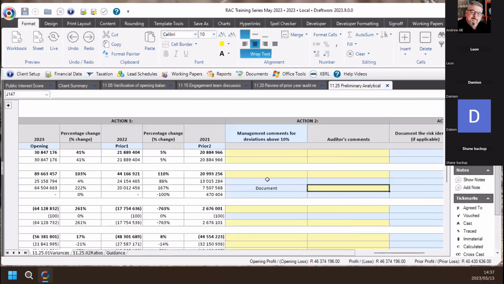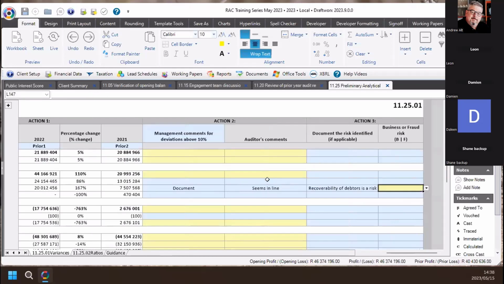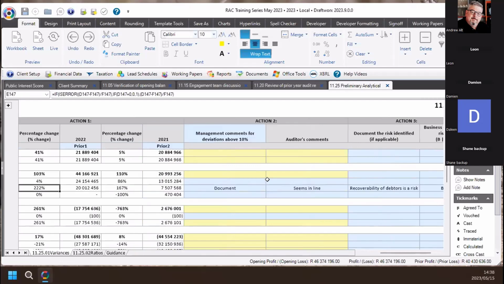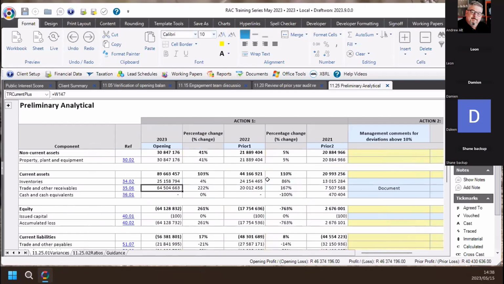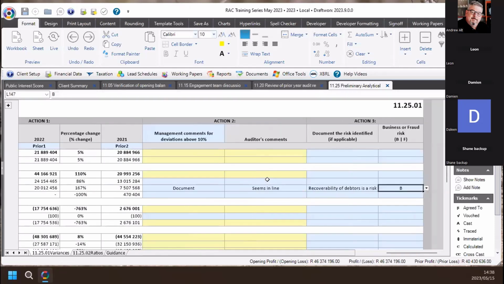What's my comment? This seems in line, but I then might want to say, you know what, recoverability. Okay, and then I'm going to say that's a business risk. At this point, there's nothing in here that tells me this is a potential fraud risk. So there's just a business risk that if your trade and other receivables have grown so much, sure, are they recoverable, or are they maybe not being written off?